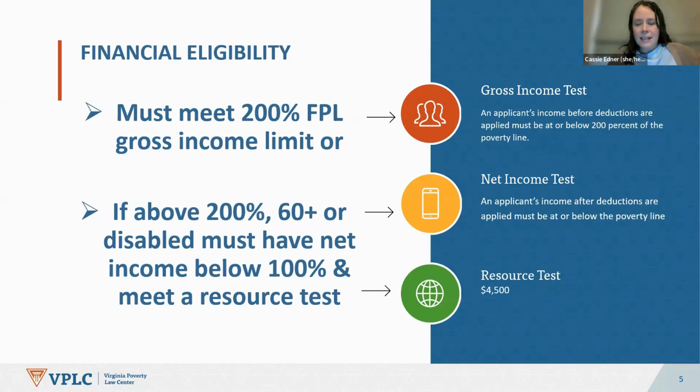So I think of this as a very broad category. Most people have to fall in that 200%. Seniors and individuals with disabilities, if they are over that 200%, they may still be eligible for SNAP benefits, but they do have to meet that net income requirement and the resource requirement. There's no resource requirement for individuals under the 200%.